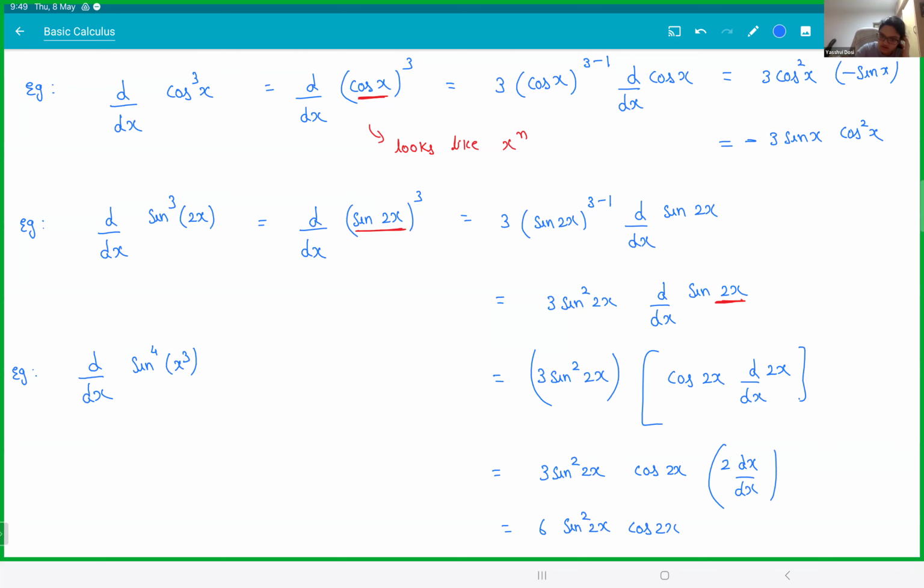Arya, this should have given you an idea for that. Yes Yashvi, speak. How did you get 6 sine square 2x? This 2 is here, and here there is 3. Oh. So we can apply infinite chain rules inside, chain inside chain.